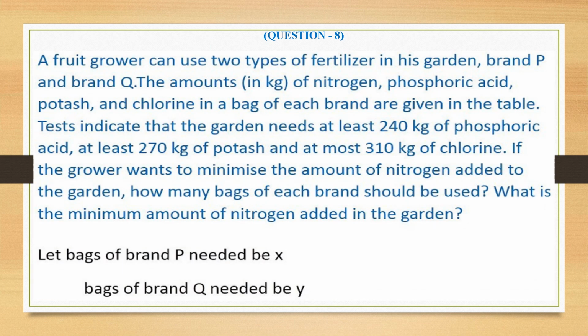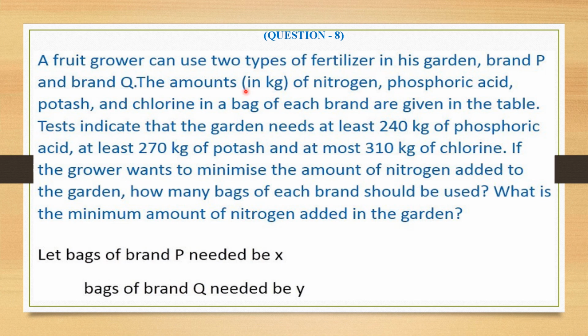Question number 8 of your miscellaneous exercise. A fruit grower can use two types of fertilizers in his garden, brand P and brand Q. The amounts in kg of nitrogen, phosphoric acid, potash and chlorine in a bag of each brand are given in the table. Tests indicate that the garden needs at least 240 kg of phosphoric acid, at least 270 kg of potash, and at most 310 kg of chlorine.